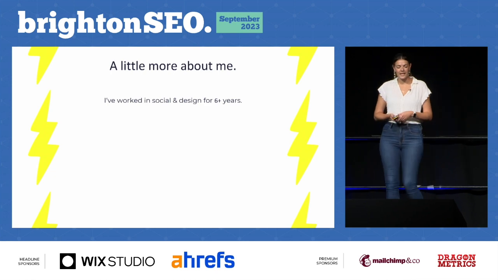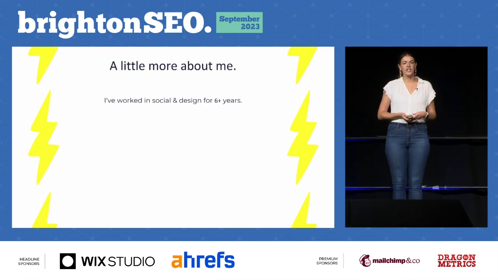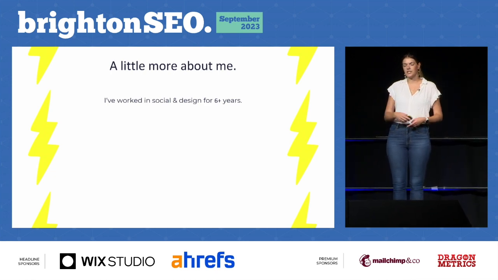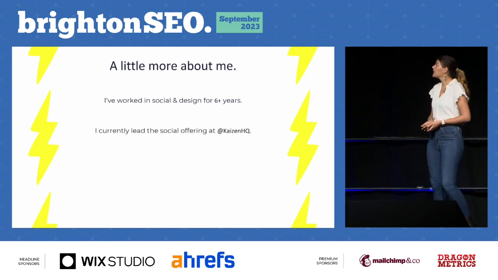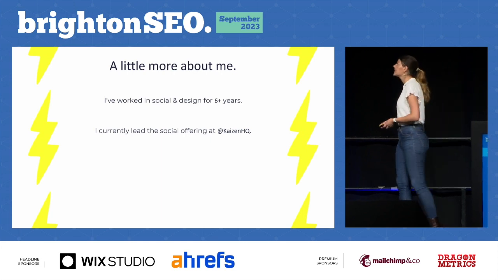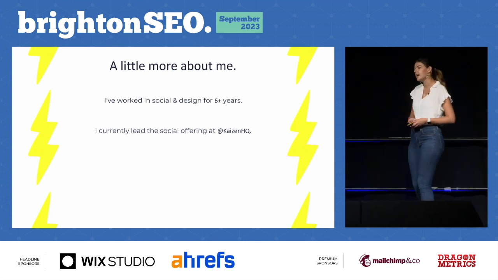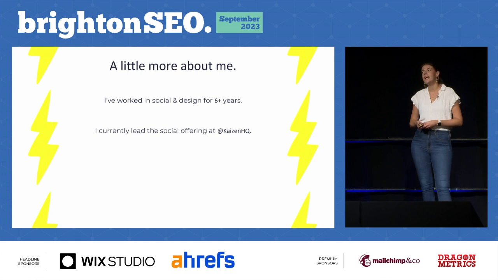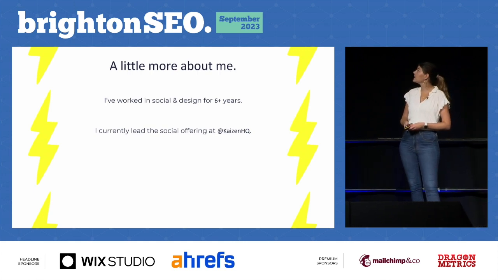So a little bit more about me. I've worked in social and design for about 6 years. I moved to the UK a couple years ago, absolutely love working here. Currently, I lead the social offering at Kaizen Agency. We are an awesome digital PR, SEO, influencer, and social agency near Old Street in London.